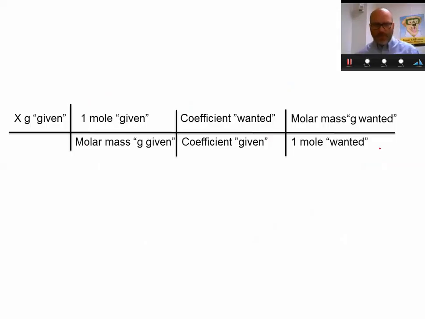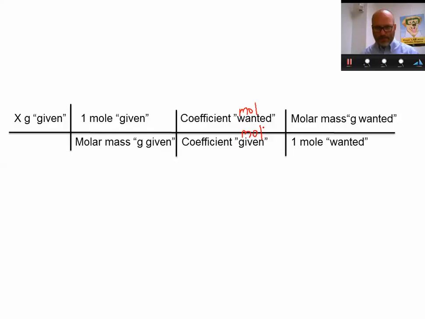And this is basically the template for the fence post that we're going to use for this. You're going to be given X amount of grams given. It's going to be some reactant or product in a balanced chemical equation. And then you're going to convert that to moles of given. Then you're going to convert that to moles of wanted. And then you're going to convert that to grams of wanted. And I just noticed that these units here will be moles wanted, and these units here will be moles given. So maybe add that when you're copying this down.